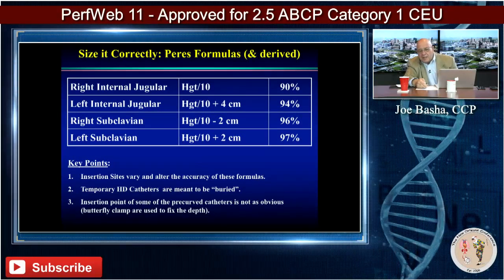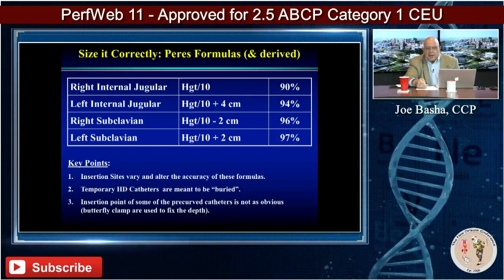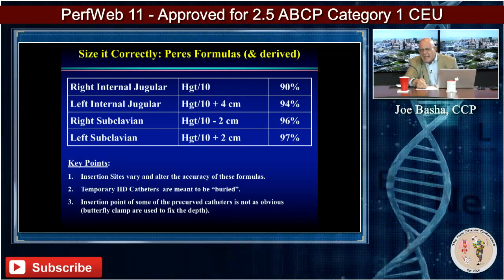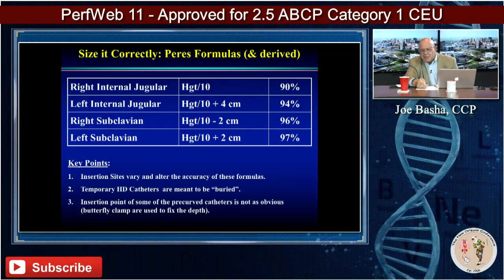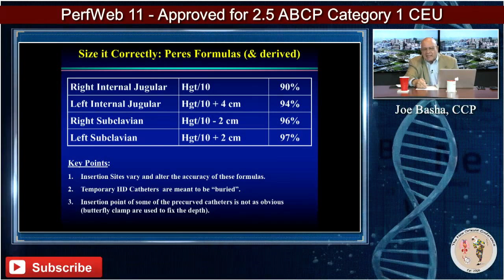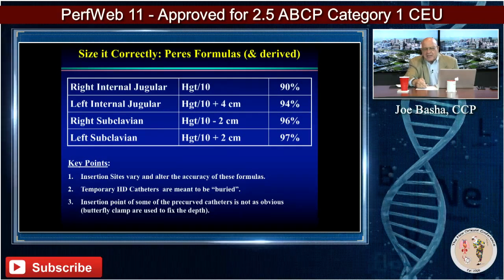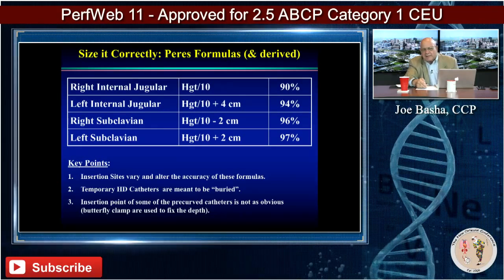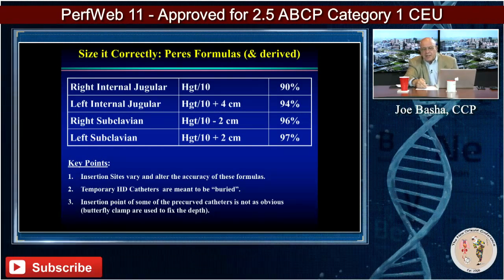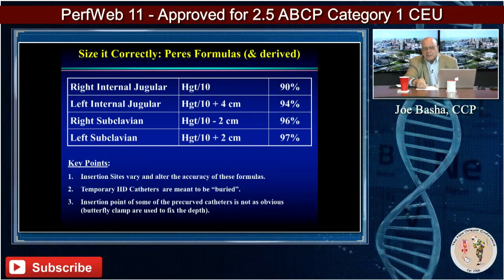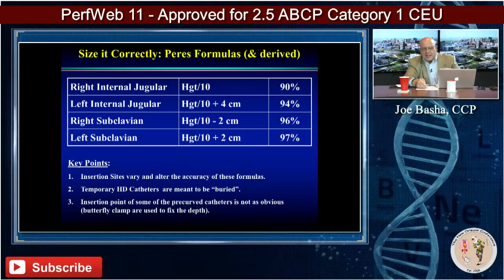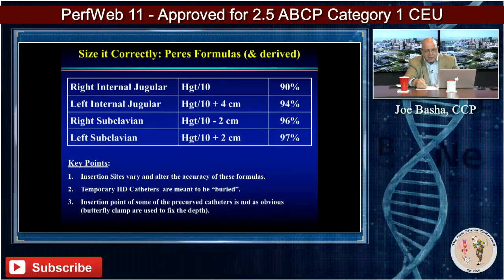Here's a formula, you can take a look at this. If you're going in the right IJ, you take the height divided by 10, and 90% of those patients will have the central lumen exactly where it needs to be. If you're putting it in the left IJ, you take the height divided by 10, in centimeters, by the way, plus add 4 centimeters. 94% of the time, you're going to be in the right spot. Then right subclavian, left subclavian. So there's a little formula there. You can copy that down, write it down, or whatever you may want to do with that.